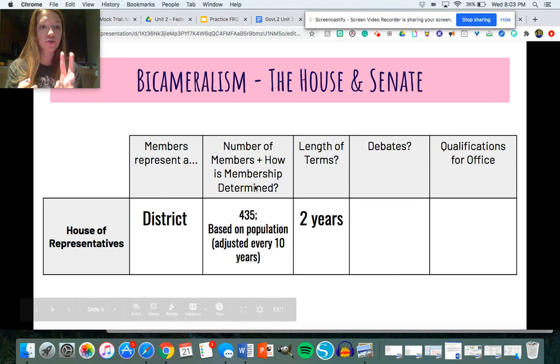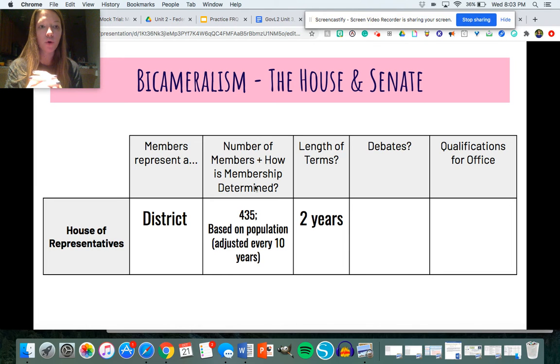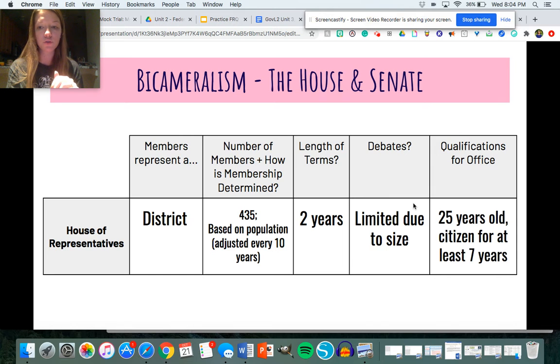The House has 2-year terms. We kind of talked about term limits. There are no term limits in Congress. So a representative is in office for 2 years. However, they can run over and over and over. And debates really come into play when it comes to making a law.